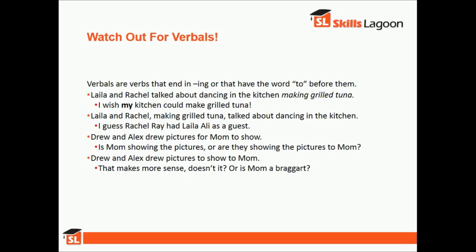"Drew and Alex drew pictures for mom to show." So is it the mom who's showing the pictures, or are they going to show the pictures to the mom? Next sentence is the correct one: "Drew and Alex drew pictures to show to mom."